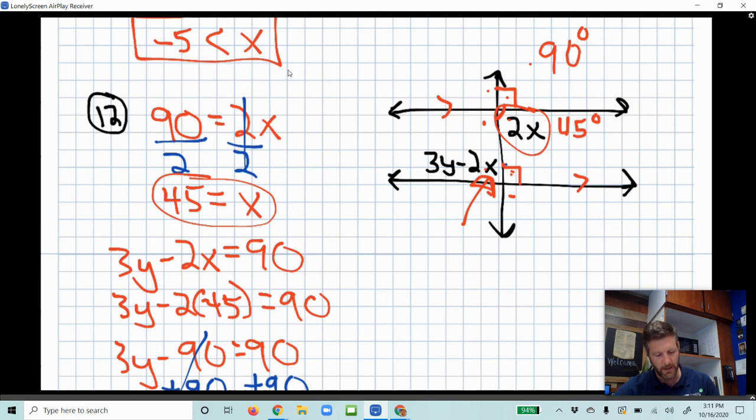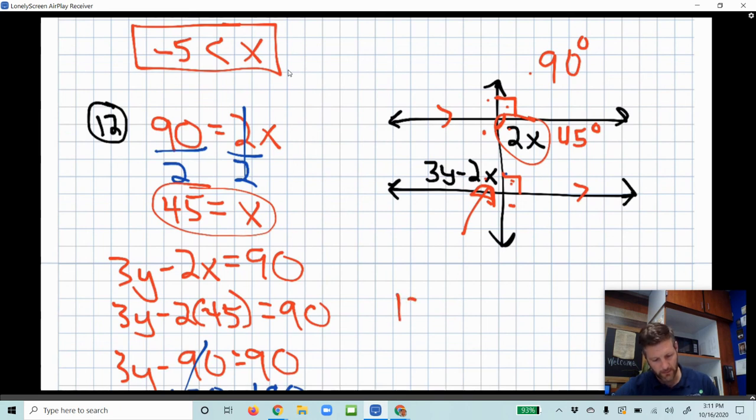2 times 45 is 90. If I plug in 60 here, I get 3 times 60 is 180. 180 minus 2 times 45 is minus 90, and that also equals 90. So I know my x and my y are correct.